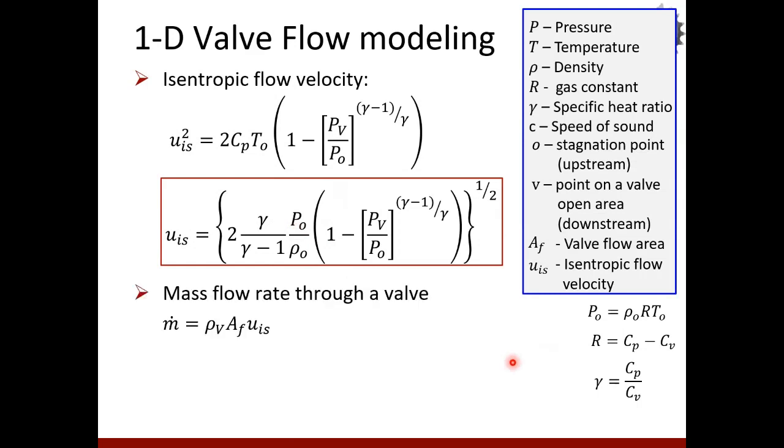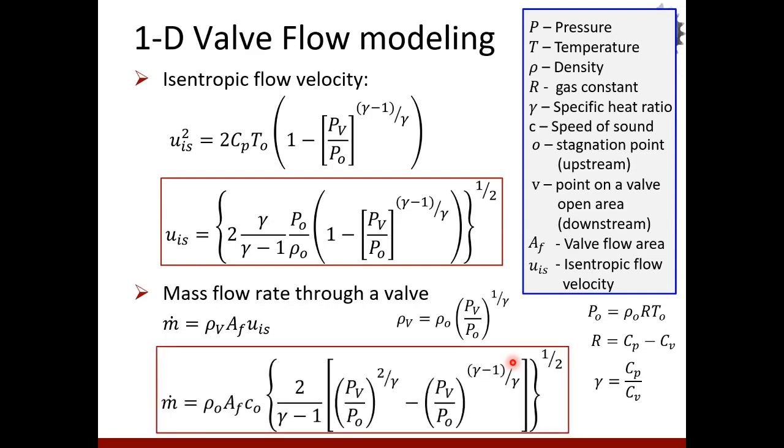Accordingly, the mass flow rate, we know that it is rho V, AF, and UIS. UIS is the isentropic flow velocity through the valve, AF is the valve flow area, and rho V is the density at the point of the valve. And the density ratio we have already found earlier. Thus, we can say the mass flow rate according to this relationship. Perhaps we would have obtained this relationship earlier also under fluid mechanics, that is compressible flow through an orifice. So using this relationship, we'll be able to find the mass flow rate.